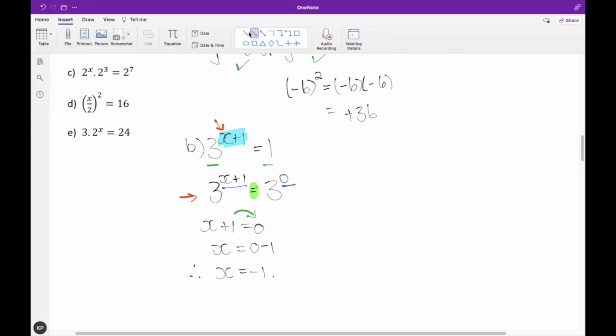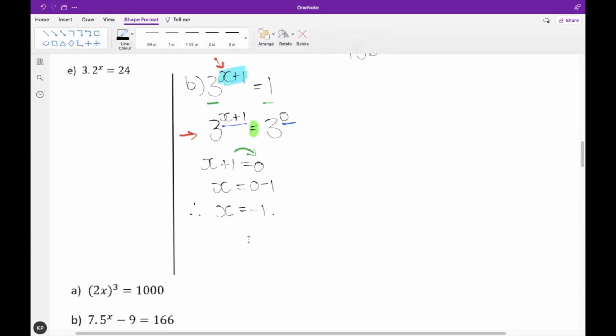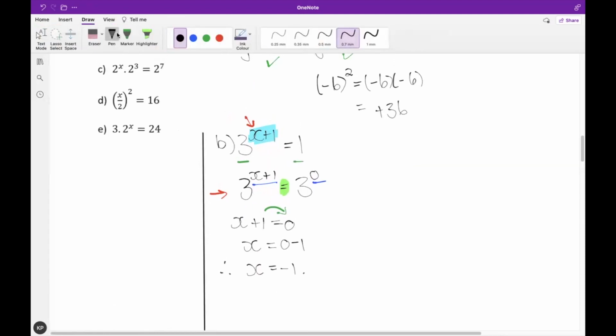Okay, maybe I should organize my screen a little bit more. I'm writing as if I'm making study notes for myself here. Everything is everywhere. There we go. Okay, I'm going to write C on the side here.